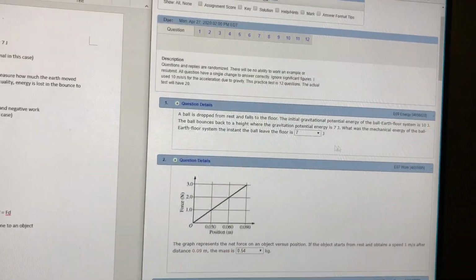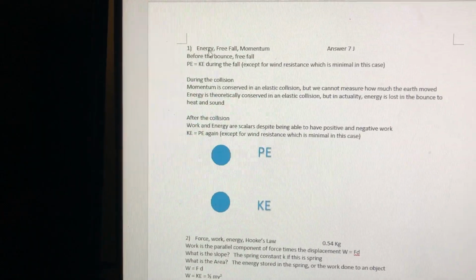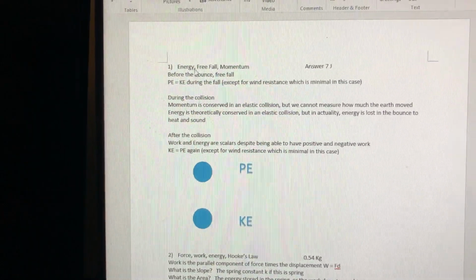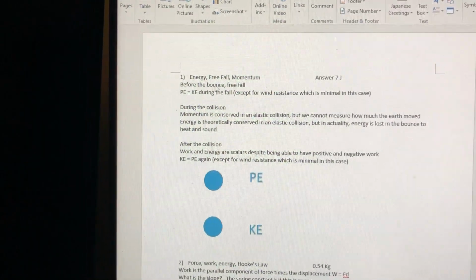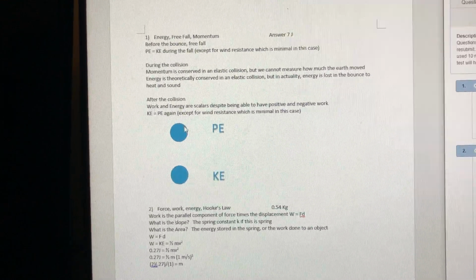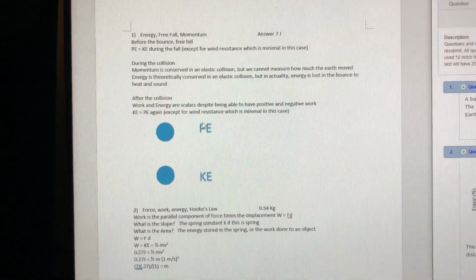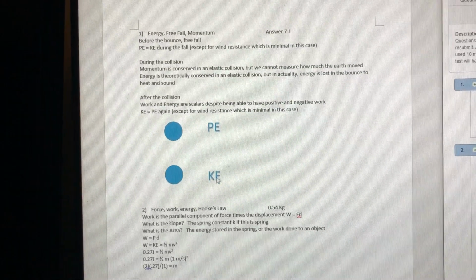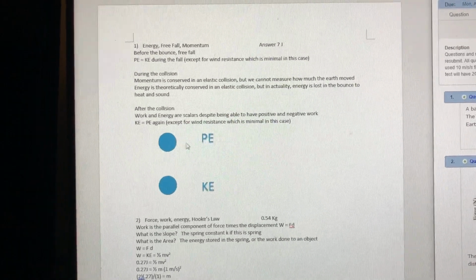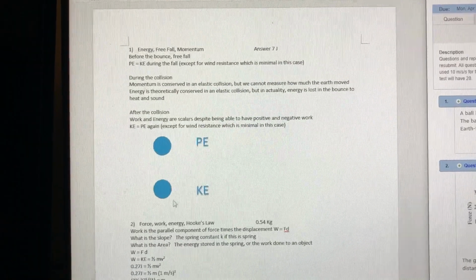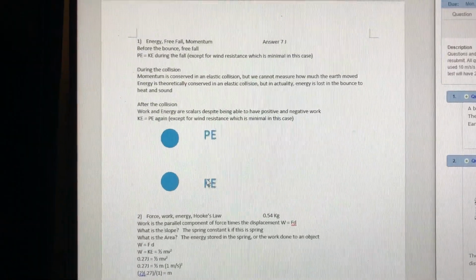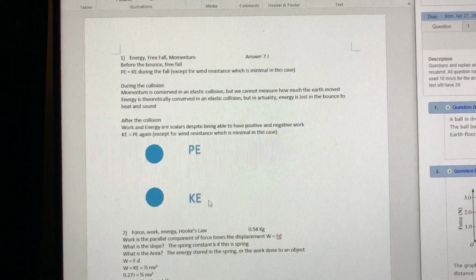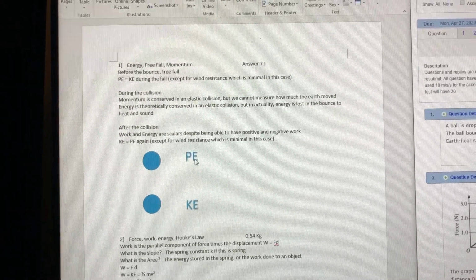So you can pause the video and think about it yourself, but over here, just some quick notes. This topic requires knowledge of energy, free fall, and momentum. So here I have a picture. When the ball's up at some height, it has potential energy. And then the instant before it strikes the ground, it has kinetic energy. If there's no wind resistance, these two are going to be the same. Then there's a bounce, and then it's the same thing going back up again. The kinetic energy is going to turn into potential energy.